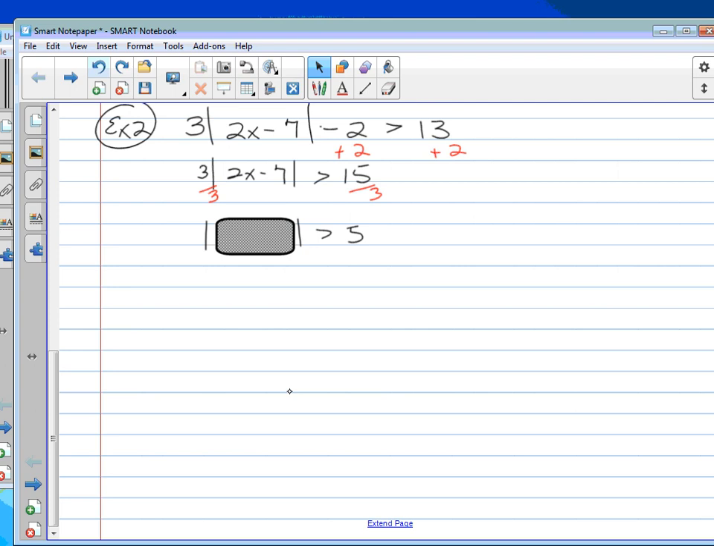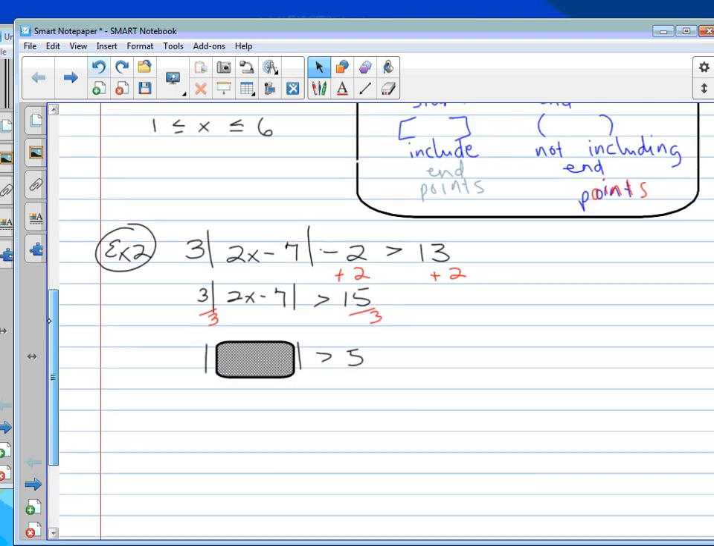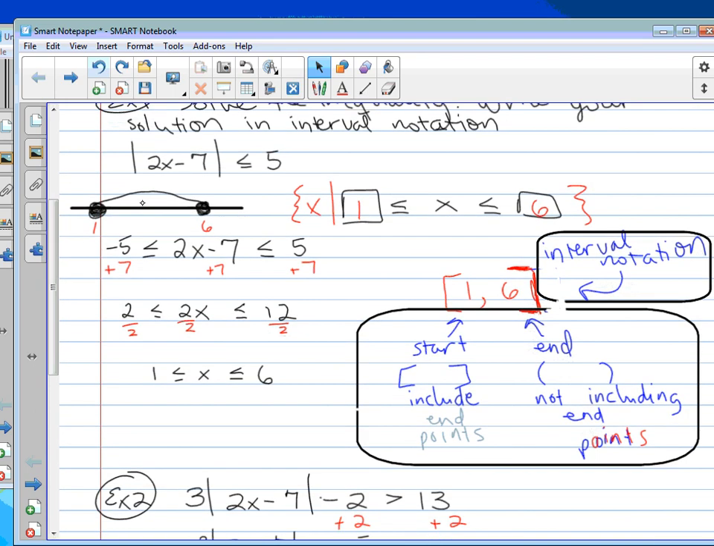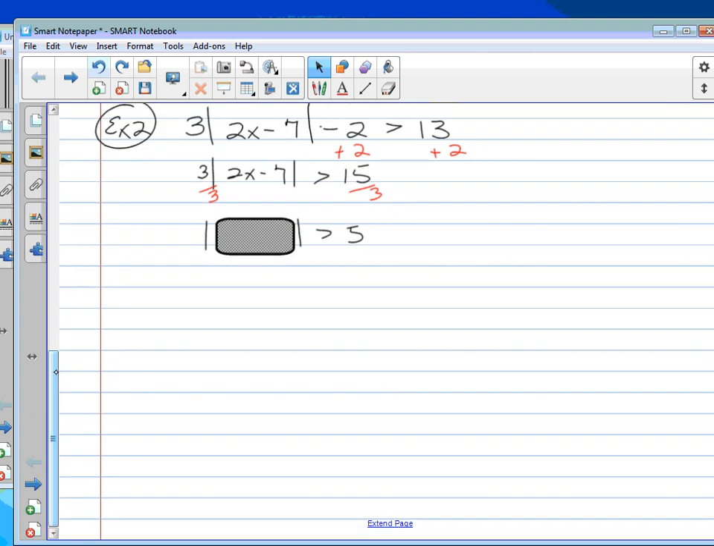So, can I set up one inequality this time, like I did over here? You see the difference? Like here, I can be a number that's greater than negative 5 and less than 5. I can do that. I can be one number that satisfies both. But down here, I can't be greater than 5 and less than negative 5 at the same time.